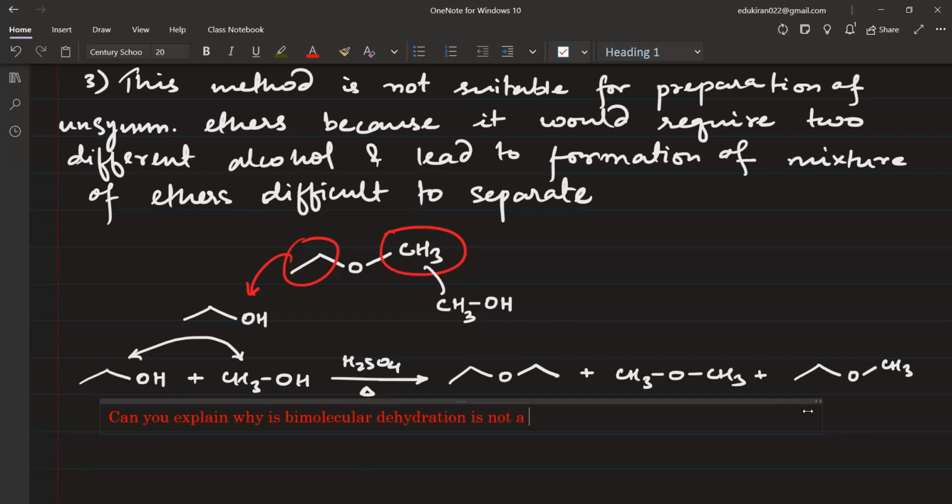alcohol is not appropriate for the preparation of ethyl methyl ether. Preparation, I messed up. Preparation of ethyl methyl ether.